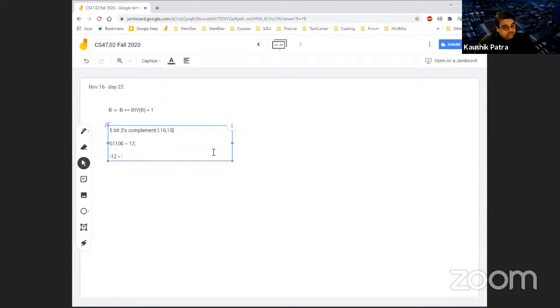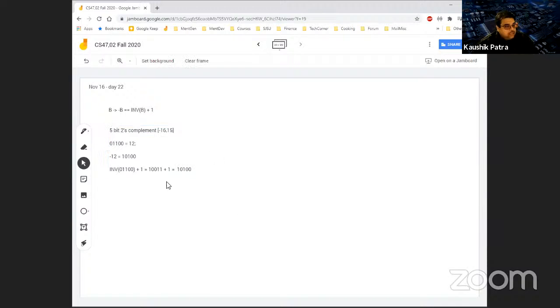In this form, minus 12 is represented with 1, 0, 1, 0, 0. Now, if you do inversion of 0, 1, 1, 0, 0 plus 1, it becomes 1, 0, 0, 1, 1 plus 1, and you add them up. 1 plus 1 is 0, carry forward 1. 1 plus 1 is 0, carry forward 1, which is 1, carry forward 0, then 1.